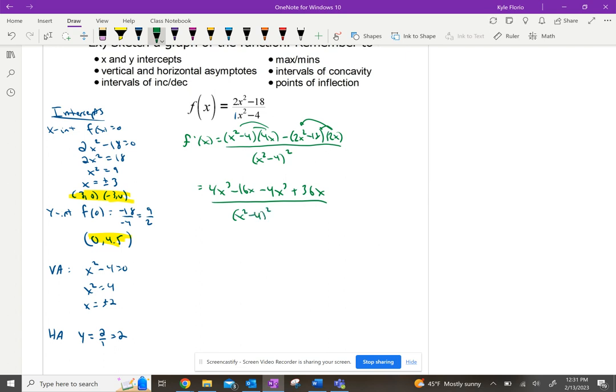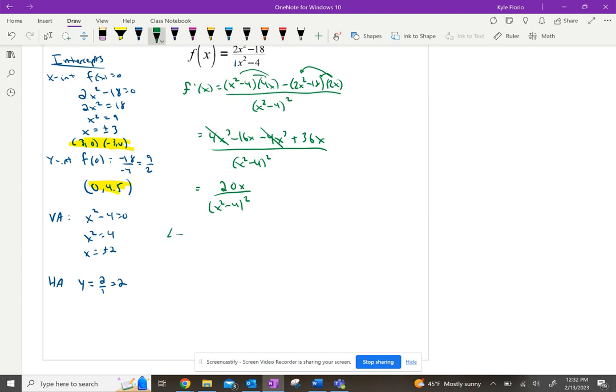All over this thing squared. These things kill each other, which is kind of nice. 36 minus 16 is 20. And I got x squared minus 4 squared on the bottom. So that's not too bad. So make my sign chart.